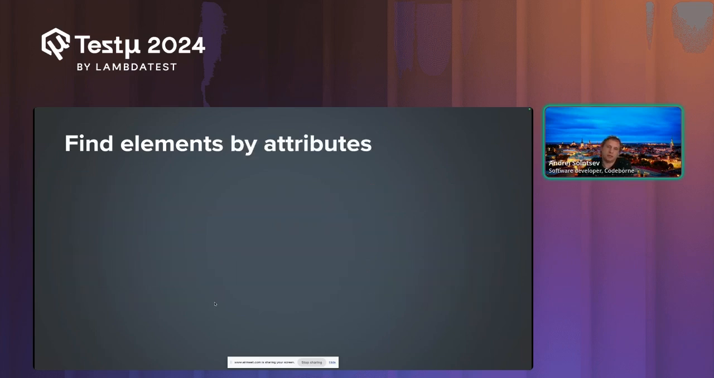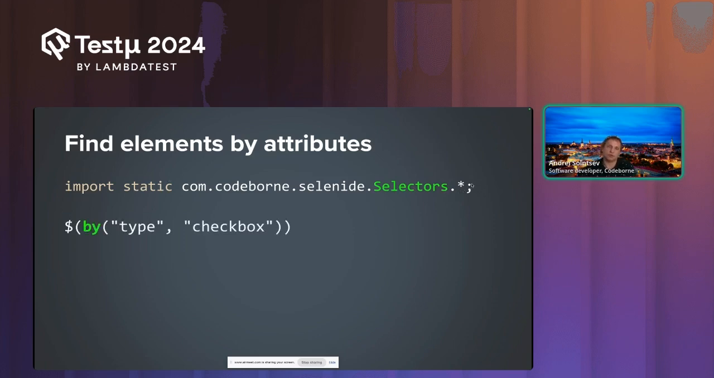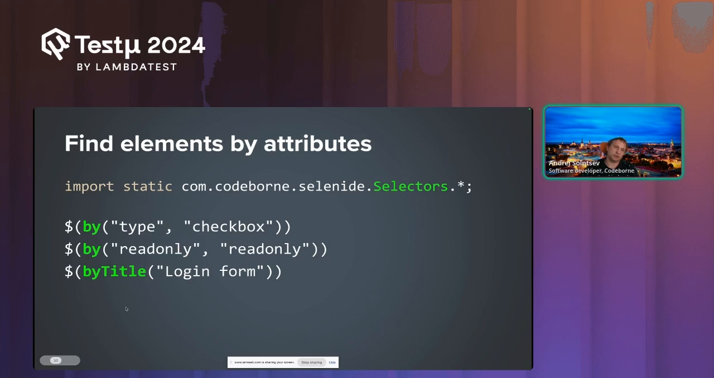And Selenide has built-in advanced locators. They are all collected in class Selectors. So you can import static Selectors dot asterisk and use all these advanced locators, like for finding element by attribute, or by title, or by value, or even by text.